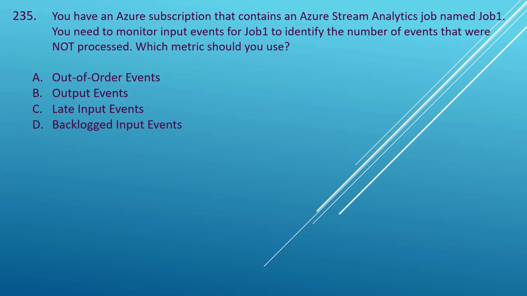Question number 235. You have an Azure subscription that contains an Azure Stream Analytics job named Job1. You need to monitor input events for Job1 to identify the number of events that were not processed. Which metric should you use? Your options are out of order events, output events, late input events, and backlogged input events. And the correct answer here is option D, backlogged input events.